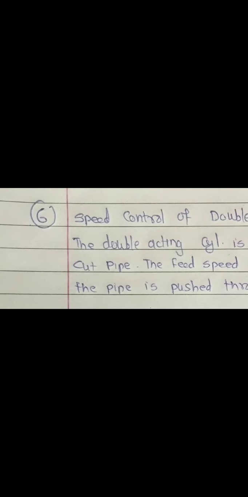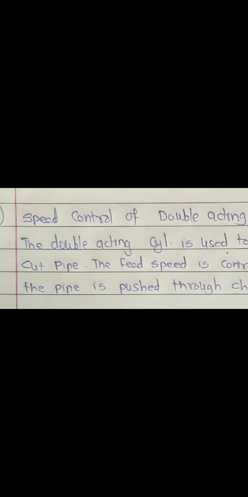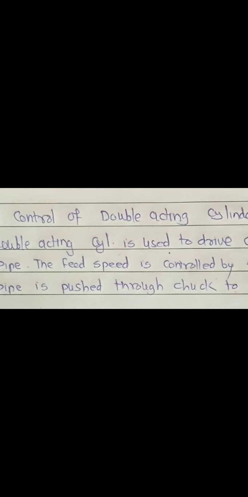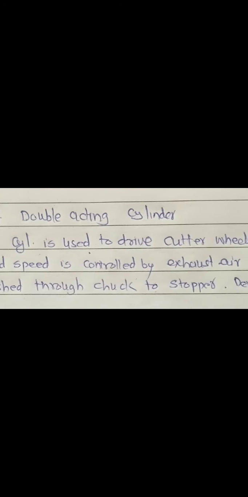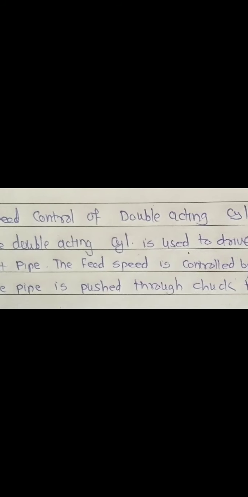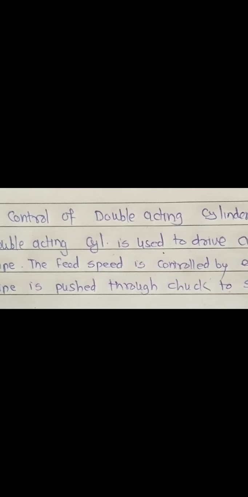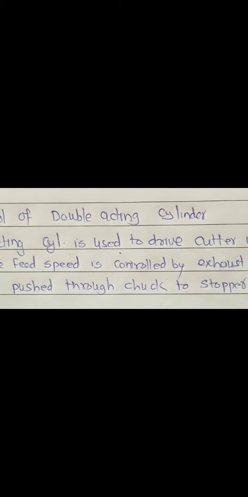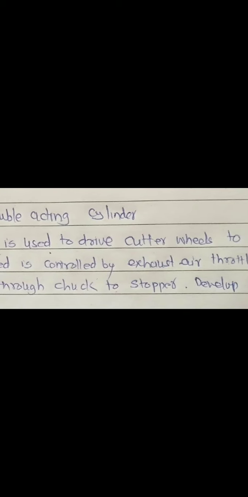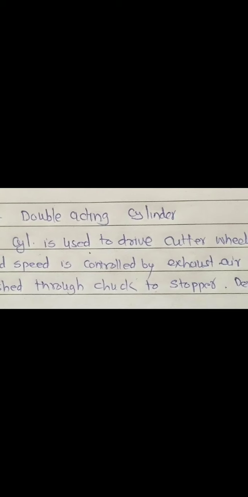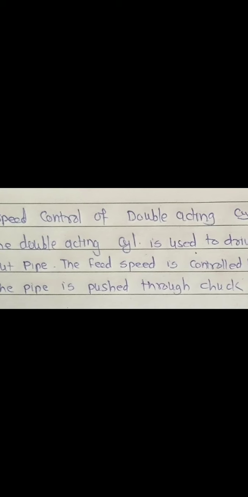So example number 6 for developing a circuit is related to the speed control of a double acting cylinder. The double acting cylinder is used to drive a cutter wheel to cut a pipe. The feed speed is controlled by exhaust air throttling. This condition is given to you. The pipe is pushed through a chuck to a stopper, so you have to develop the circuit. A simple arrangement I will show you afterwards.